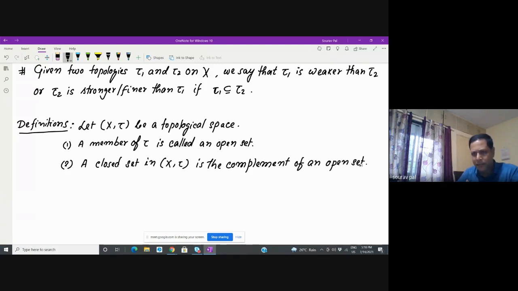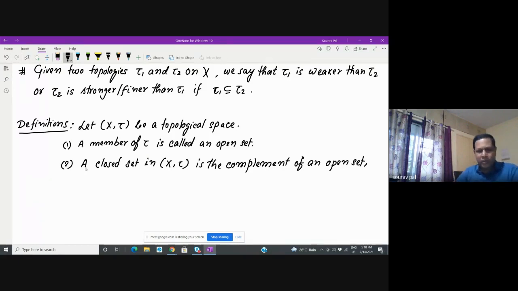Just for your information, whatever I am writing over here, I will save it as a PDF and send it to the organizers, so that you all get this as a note. So you just focus on the lecture. You can take note of it, but I will send it to you.